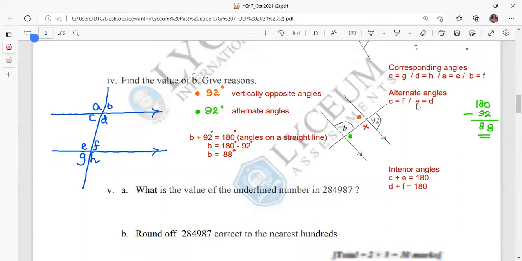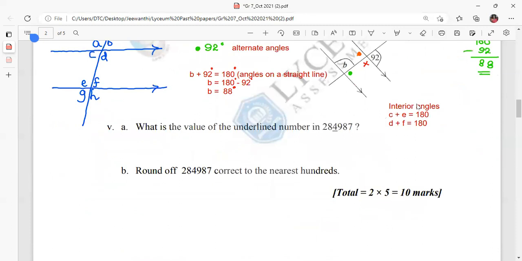Okay. So then we will move to the fifth one. What is the value of the underlined number? Value of this is 4, and you know this is the unit place and the tens place, hundreds place and thousands place. Let's say if you have written the value of this number which is underlined as 1000, that is wrong.